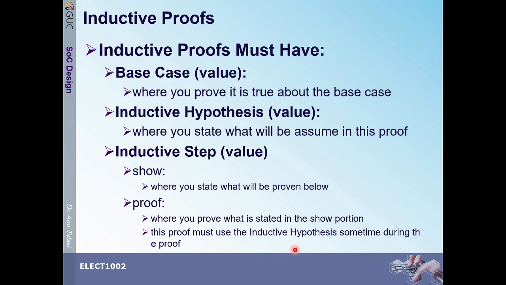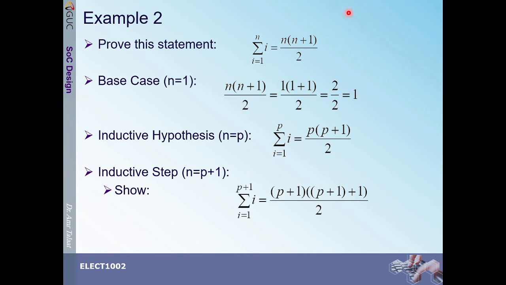If you want to remember induction, this is how it is. I have a basic case, I have an inductive hypothesis, and I have an inductive step. So for instance, if I want to prove that the sum for i from 1 to n of i is equal to n multiplied by (n plus 1) over 2, I will have the basic case where n is 1. So I will substitute n as 1 and it turns out to be 1, which is true.